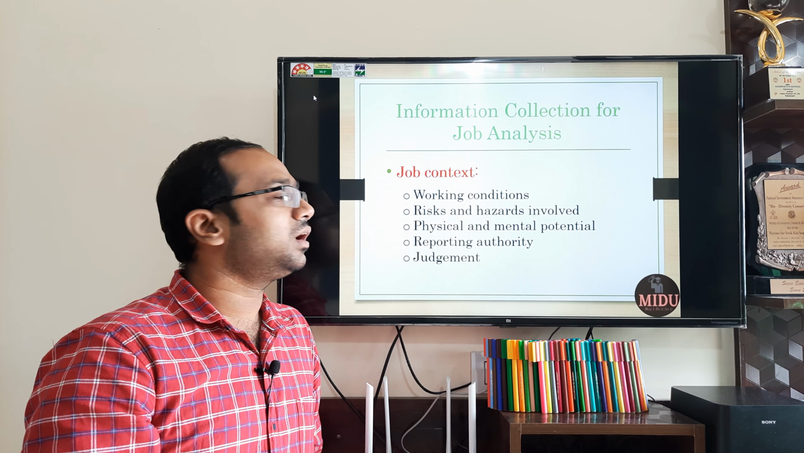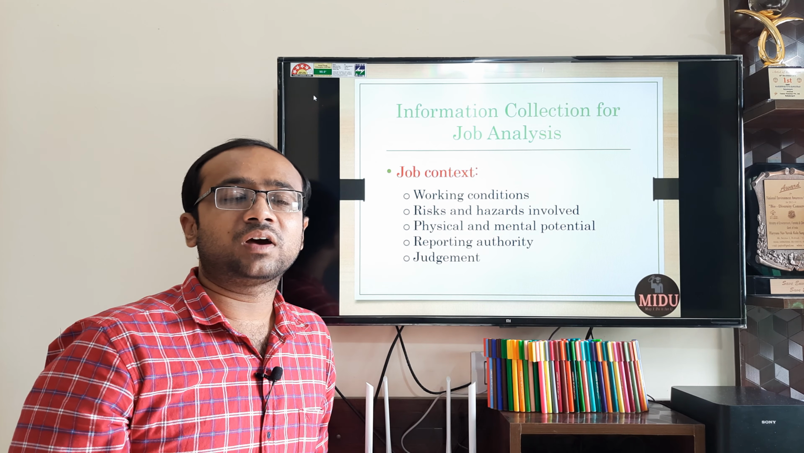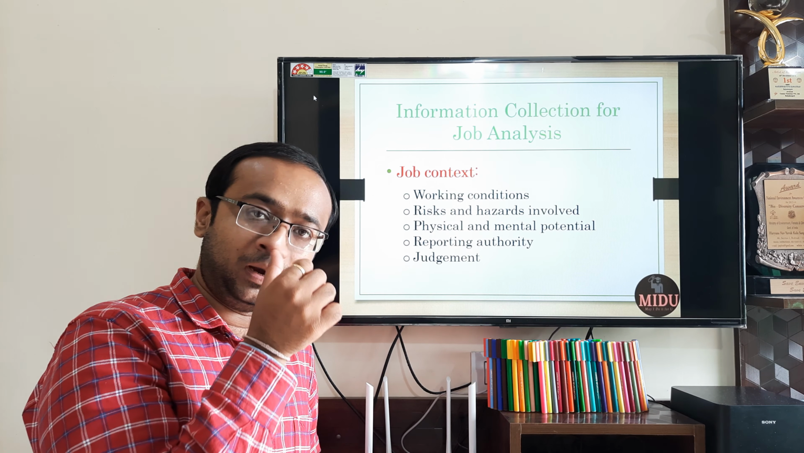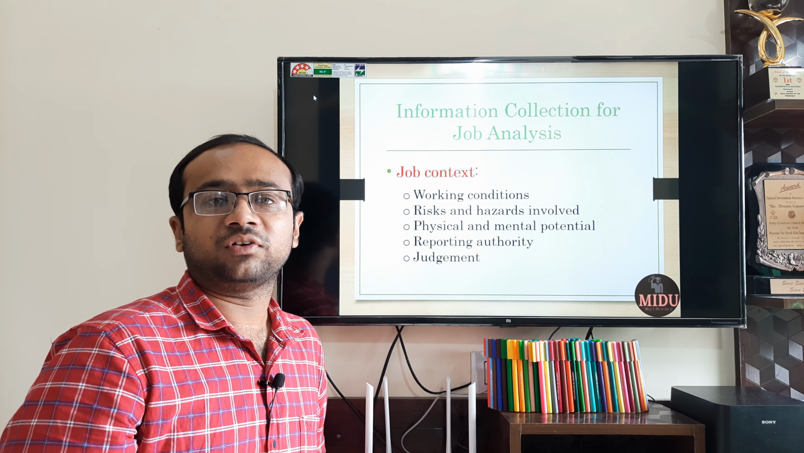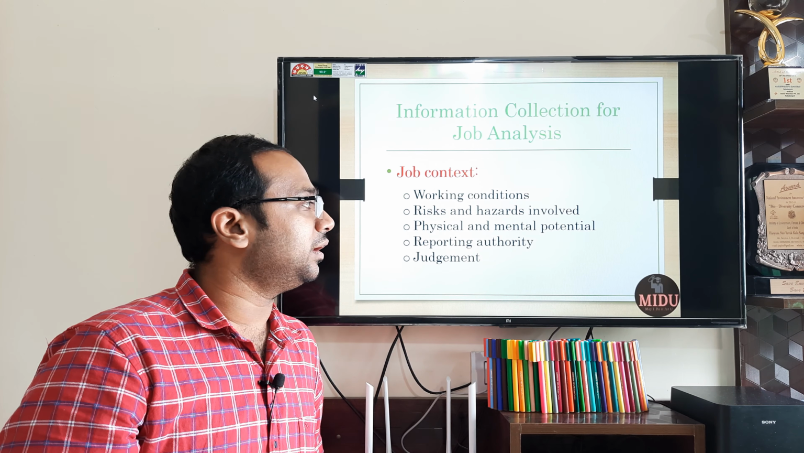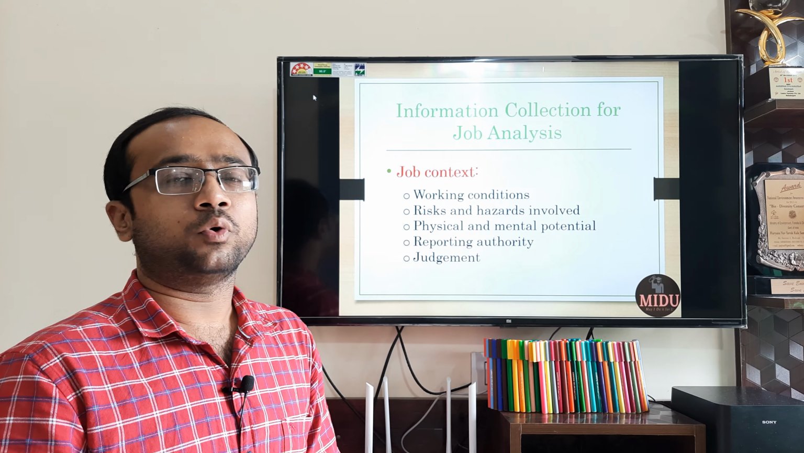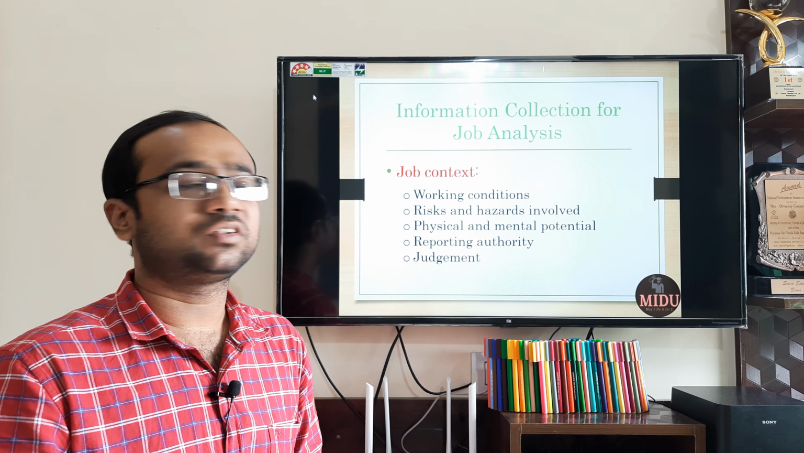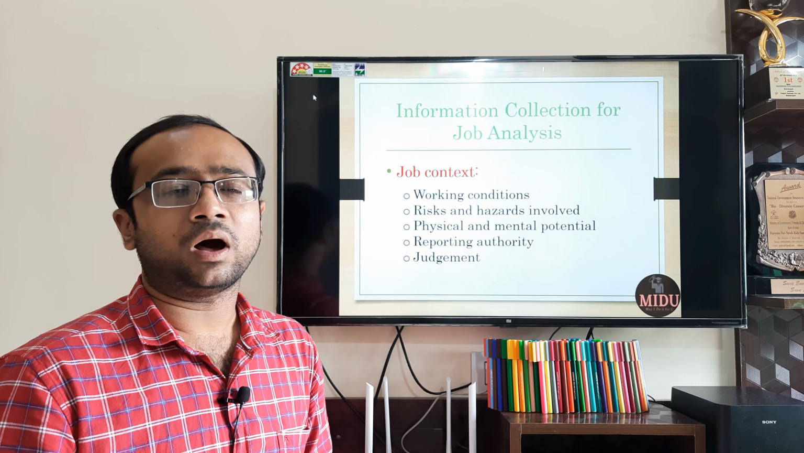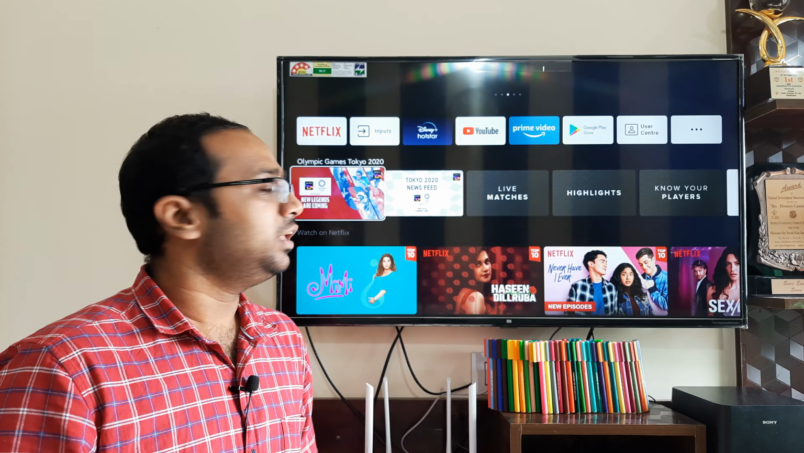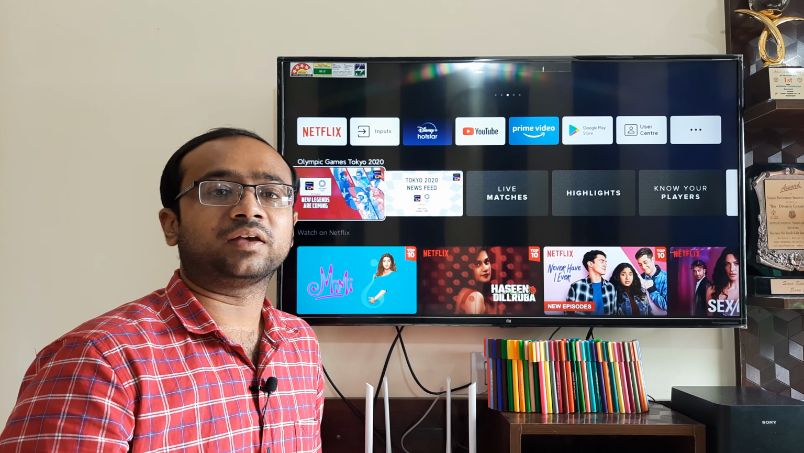Third part, physical and mental potential. So what physical requirements this job needs, any specific height, weight or physical build-up required, and mental potential, any particular key mental skills that are required. Fourth, reporting authority, to what that particular job will be reporting to, what will be the hierarchy in the reporting structure. And fifth, judgment, how you will be assessing it. That forms your part of the job context. These were the 5 elements of job context.